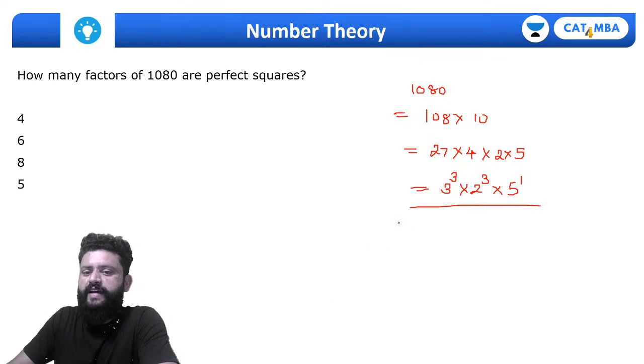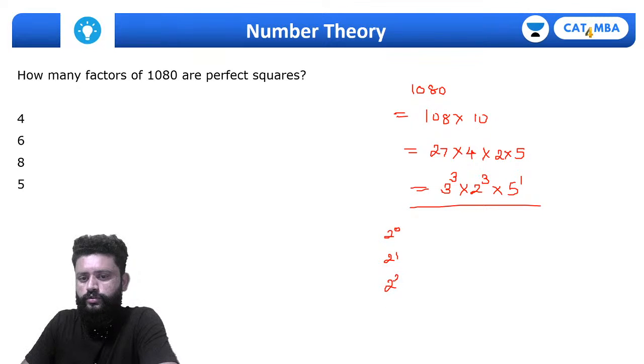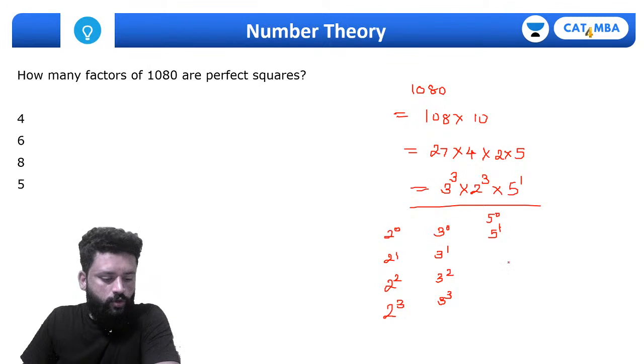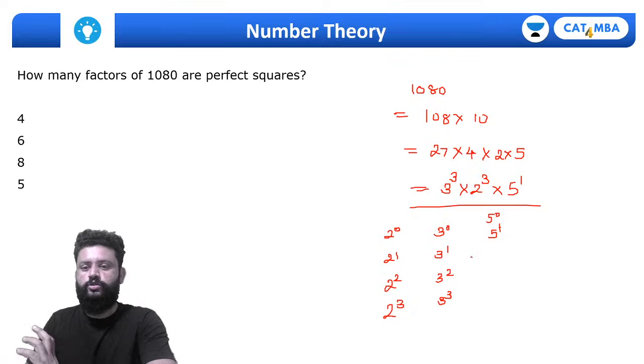How to get the perfect square factors? 2 to the power 0, 2 का power 1, 2 square and 2 cube. That is the maximum choice. Then 3 to the power 0, 3 to the power 1, 3 square, 3 cube. Then 5 to the power 1, 5 to the power 0. तो हाँ, वो तो टोटल फैक्टर्स तुम बता रहे हो 32.